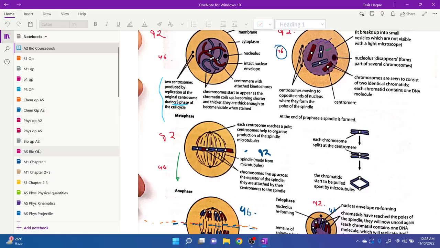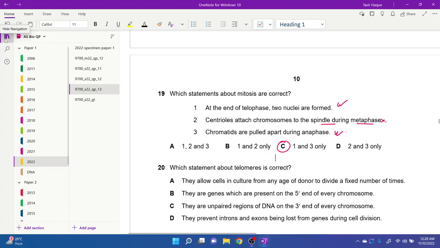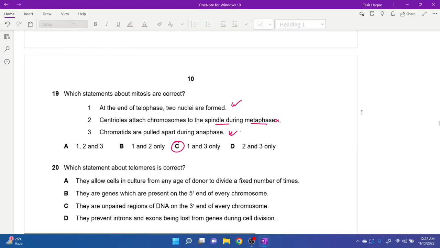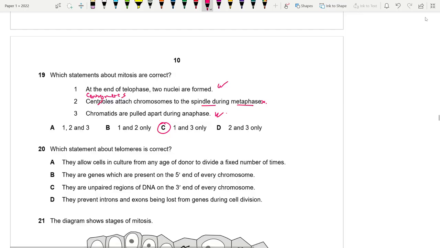Okay. So this should actually be centromeres attaching chromosomes to the spindle. Centromeres. That's the wrong part over here. So that's why it's 1 and 3. So this is the chromosome. This is the centromere, the centromere of the chromosome. The centromeres attach the chromosomes to the spindle over here.